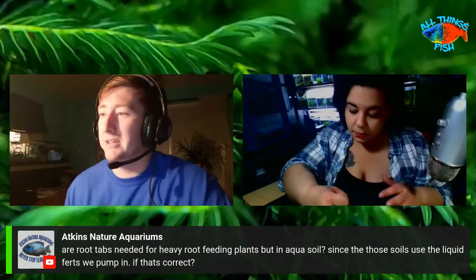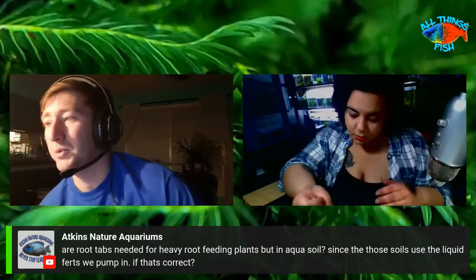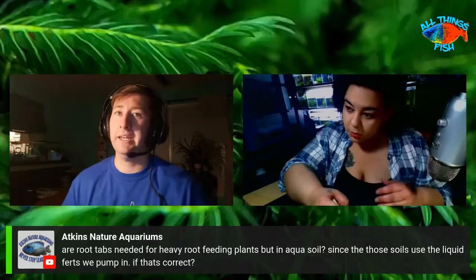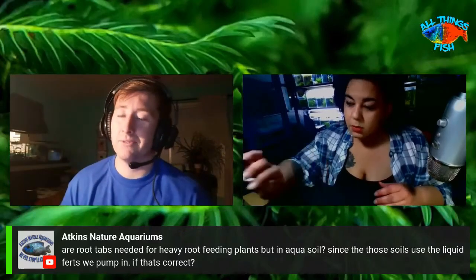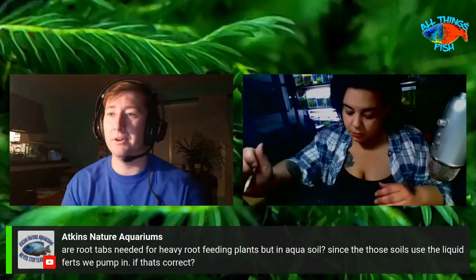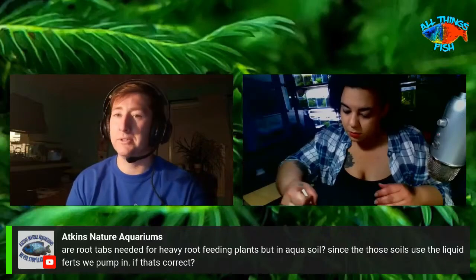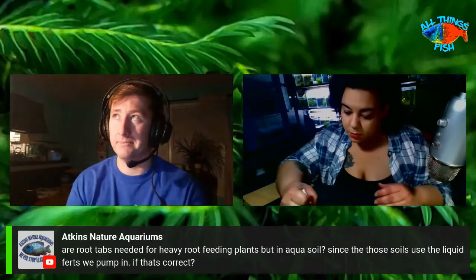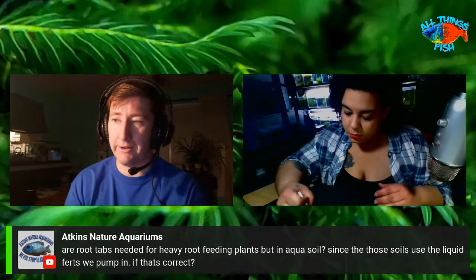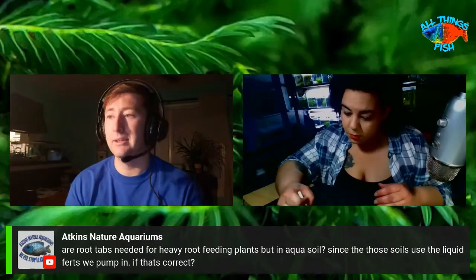So Ian asked, are root tabs needed for heavy root feeding plants in aqua soil, since those soils use the liquid fertilizer we pump in, if that's correct? To an extent, I will only use root tabs for a few specific plants that I think might benefit from them, like some certain crypts, some certain swords, etc. Aqua soil does have an advantage over gravel in that aqua soil can absorb nutrients out of the water column that gravel cannot.